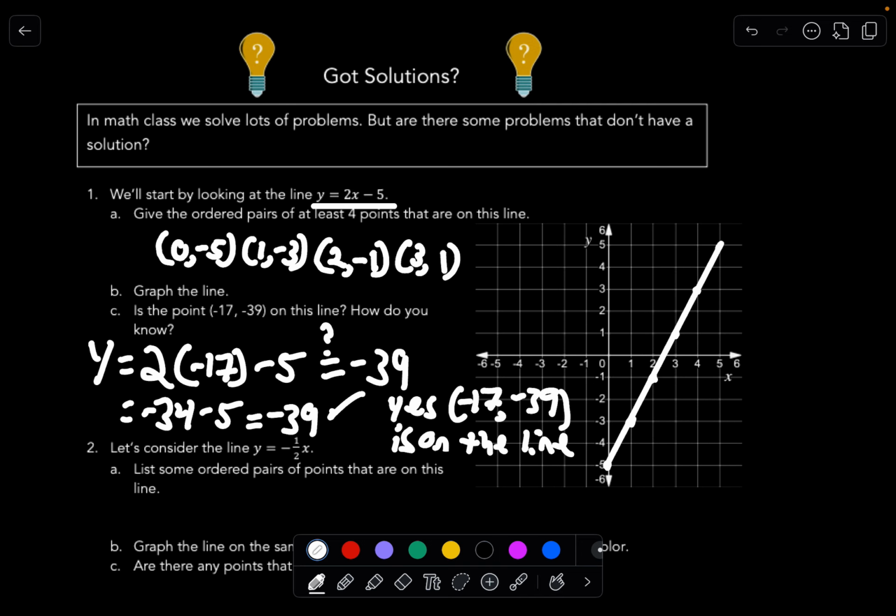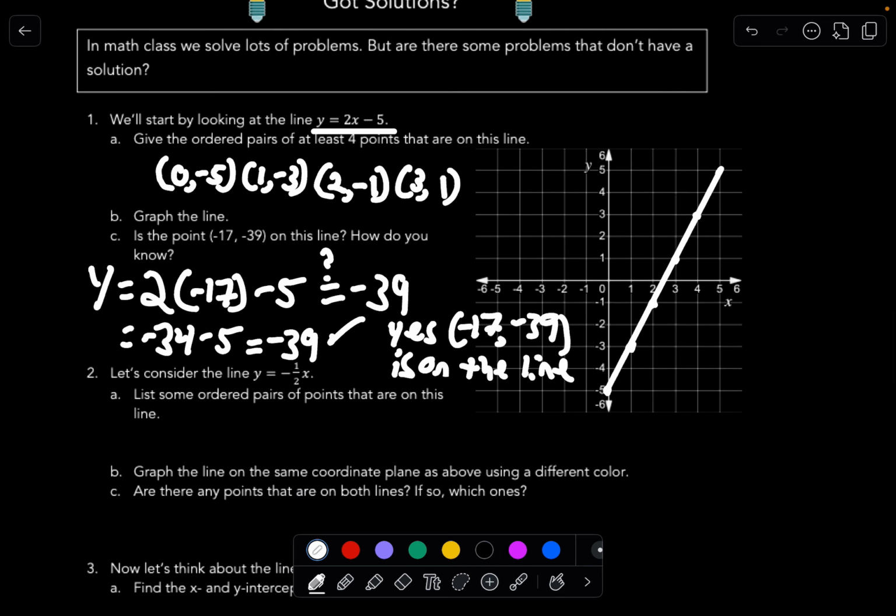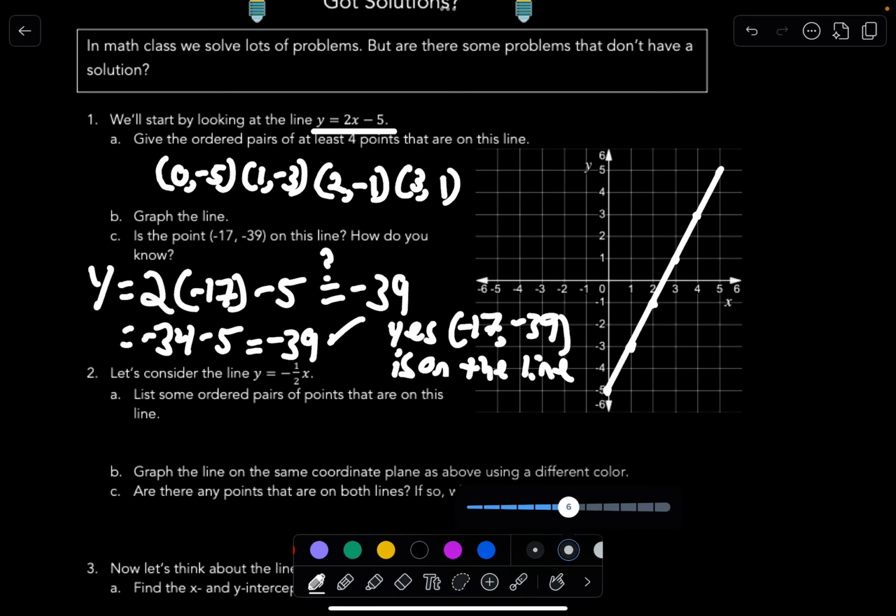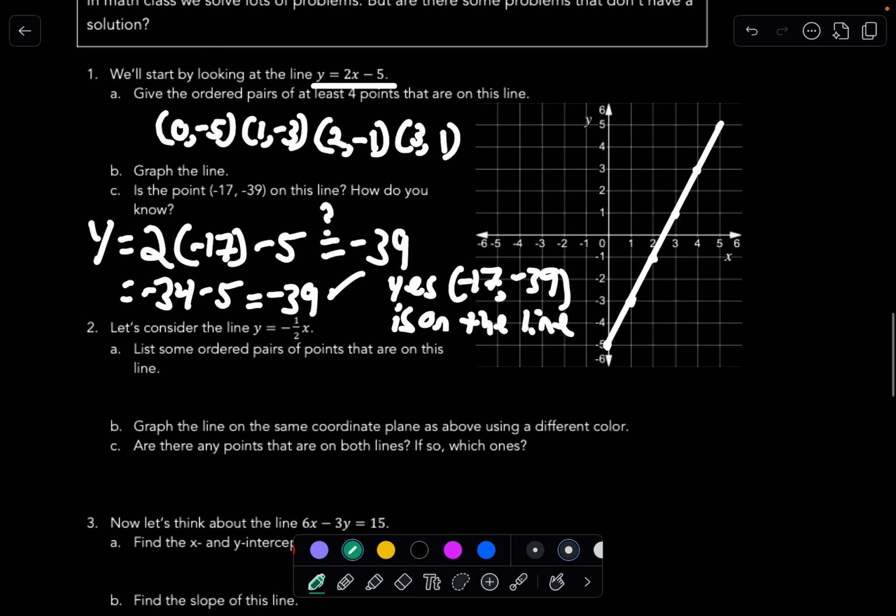Now they're asking you to consider a new graph, and I'm going to have to shrink this down. List some ordered pairs of points that are on this line. I'm going to use the color green. So this is y equals negative 1/2 x. All right? List some ordered pairs. Well, let's go with our usual. Let's go with 0. When x is 0, y is 0 because negative 1/2 times 0 is 0.